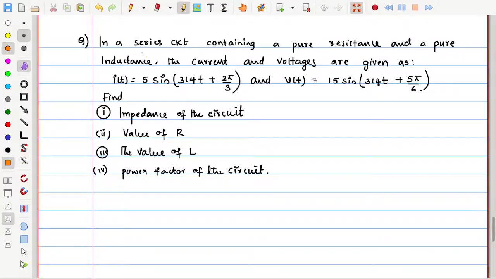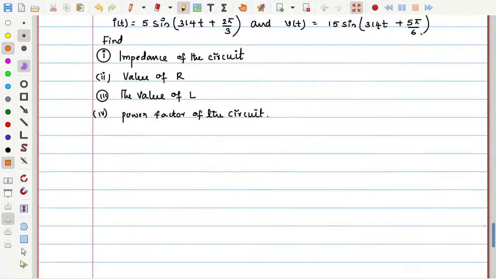See here that it is a series circuit. What does this circuit contain? One resistor and one inductor. Just up to these words, let us draw the diagram. So what we have is a series circuit in which we have resistance and inductance. This is the given information: resistance is R, inductance is L.